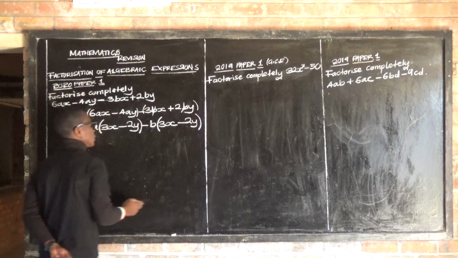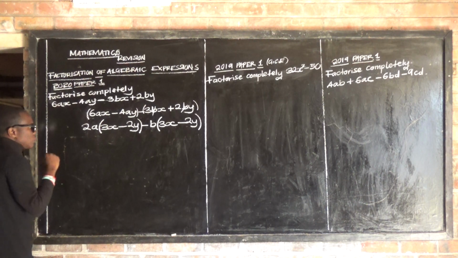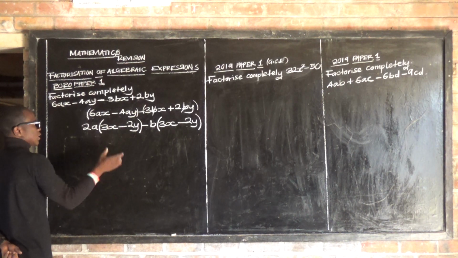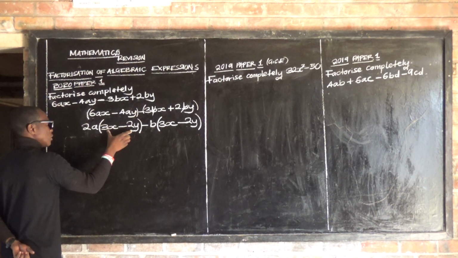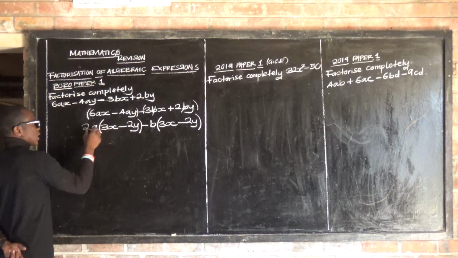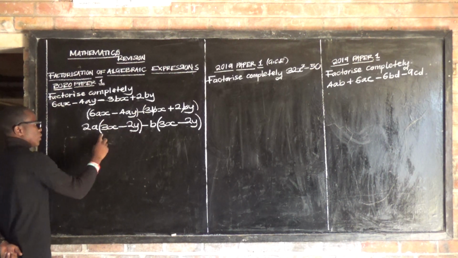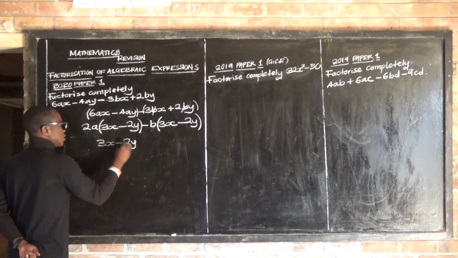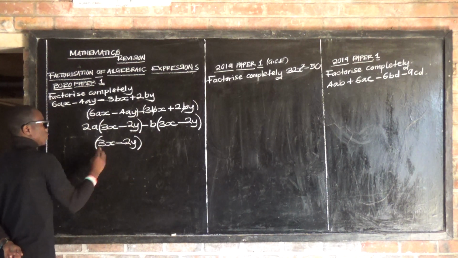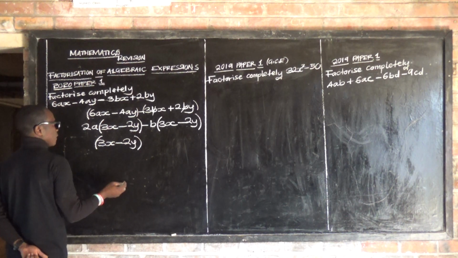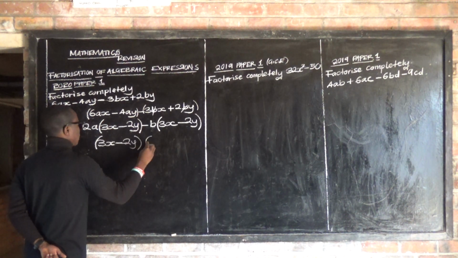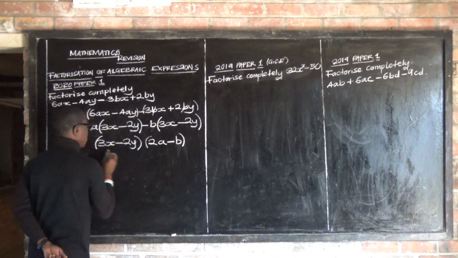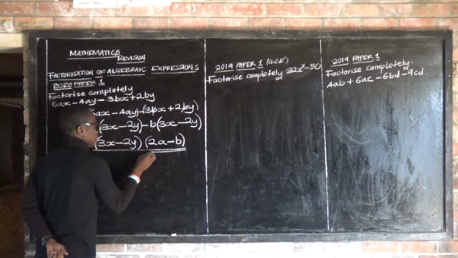Okay? So at this level, what you do is you come up with two brackets or 2 pairs. So the first pair, you can say you get this. Then the other one, you make it by getting this and this. So we're going to get 3x minus 2y. Since these are just the same, just get 1. Then you also come up with the other one by getting what is outside. So you say 2a minus b. So this is our complete factorization for this question.